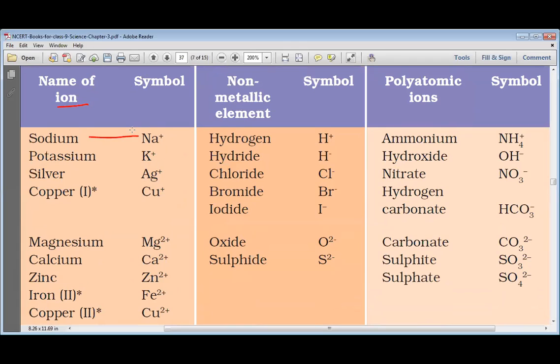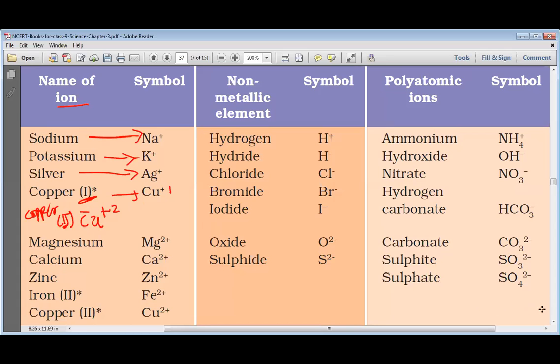So sodium ion, that is Na plus 1, potassium ion, that is K plus 1, silver ion, that is Ag plus 1, copper 1 ion, that is Cu plus 1. Here, in the Roman numerals in the parentheses, my dear students, we write the charge present on the ion for some of the metallic ions, because these metallic ions are also present in other charges. So copper 1 ion is Cu plus 1, but Cu plus 2 is also possible, which we call the copper 2 ion, Cu plus 2.